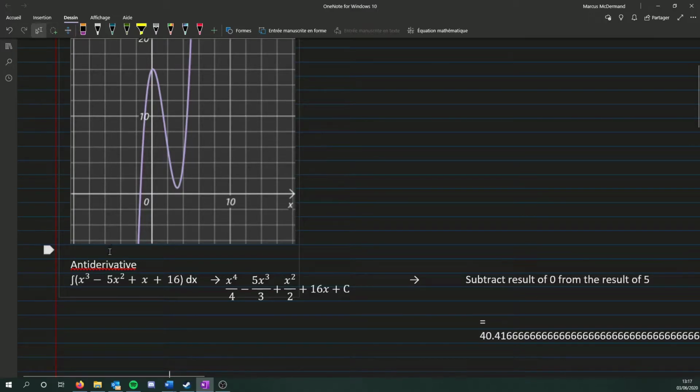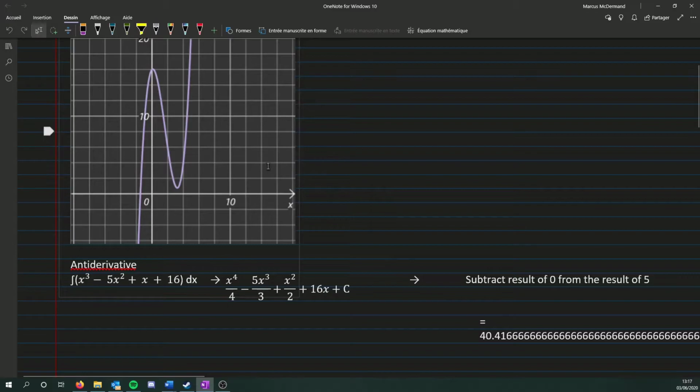In order to integrate using an antiderivative, you first take the antiderivative of the original equation. So x cubed minus 5x squared plus x plus 16 turns into this using witchcraft or whatever, and then subtract the result of 0 from the result of 5. What that basically means is that if you assume that this is f of x, you subtract f of 0 from f of 5 to get your answer, which in this case is 40.416 repeating.